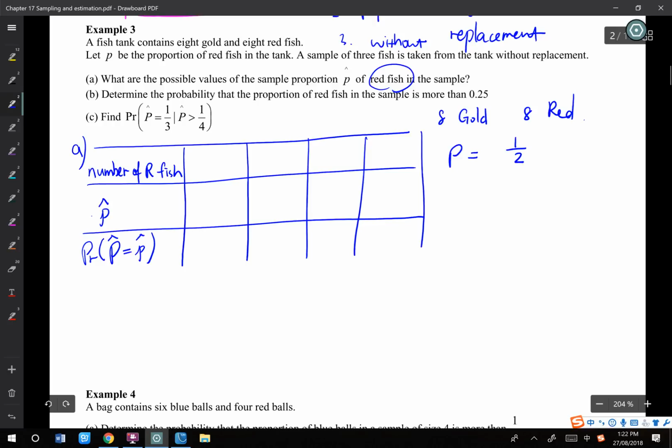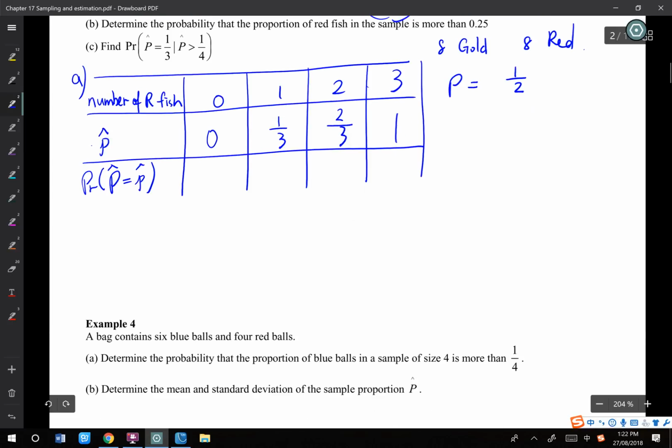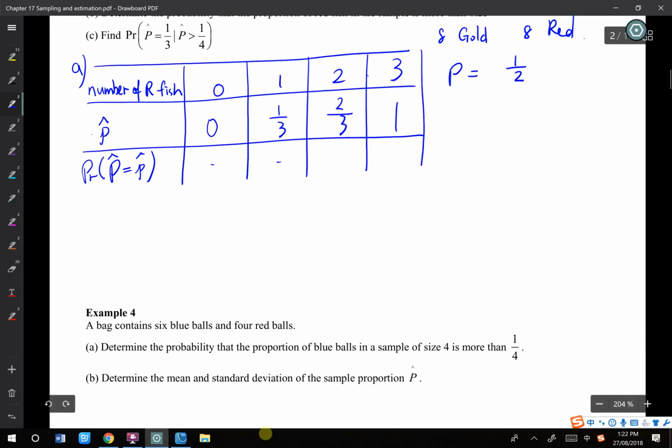Question: how many red fish might you have in a sample of 3? 0, 1, 2, 3. Those are the possible numbers of red fish you have in the sample. What's the p hat if you have 0 fish? 0. If you have 1, 1/3; have 2, 2/3; and have 3, 1. Good.